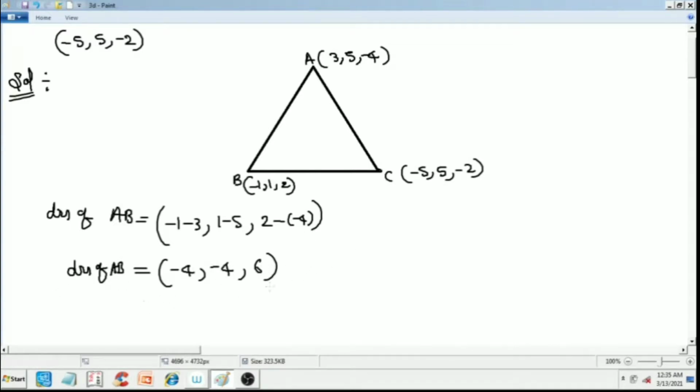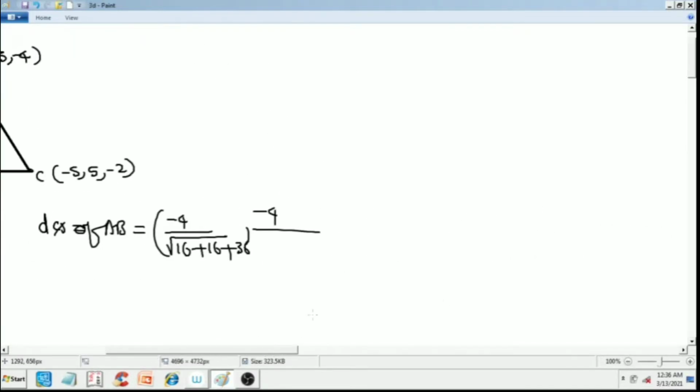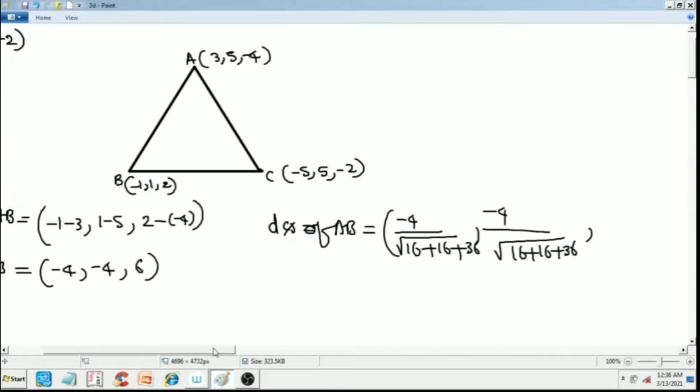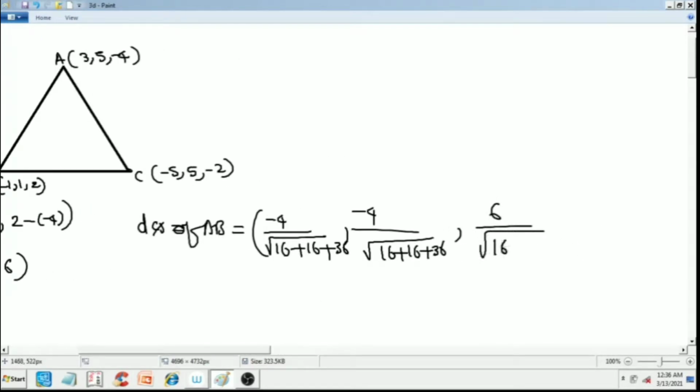Now find the DCs. DCs of AB is equal to minus 4 by root over 4 4s are 16 plus 4 4s are 16 plus 6 6s are 36, comma, minus 4 by root over 16 plus 16 plus 36, comma, 6 by root over 16 plus 16 plus 36. So here 16 plus 16 plus 36 is root over 68.